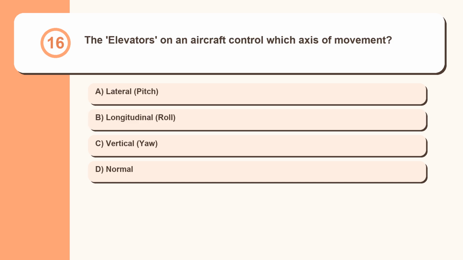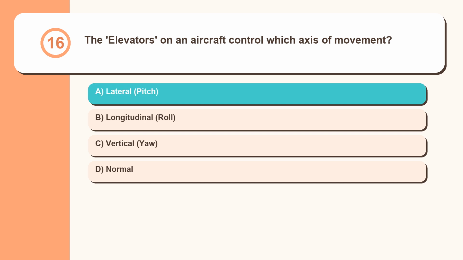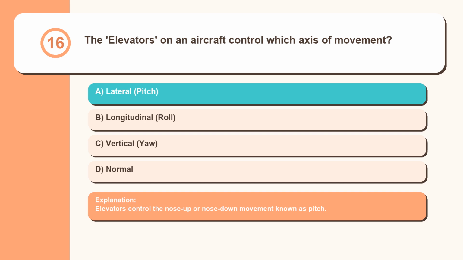Question 16. The elevators on an aircraft control which axis of movement? Lateral, pitch; longitudinal, roll; vertical, yaw; normal. Elevators control the nose-up or nose-down movement known as pitch.